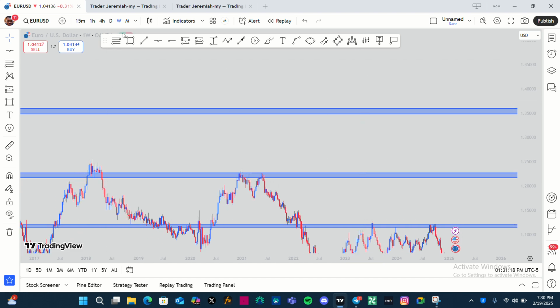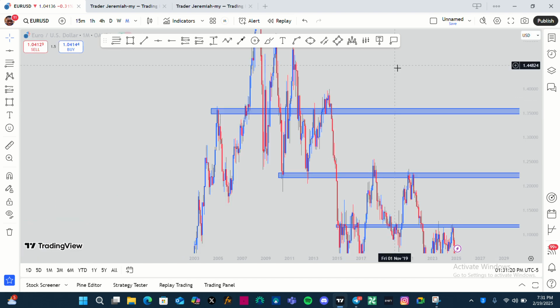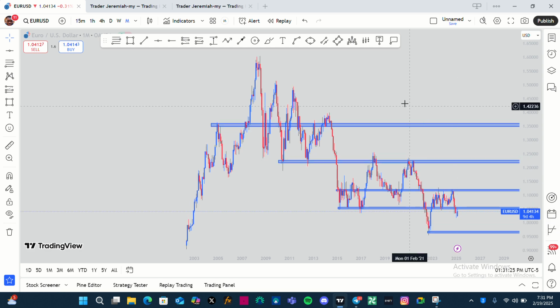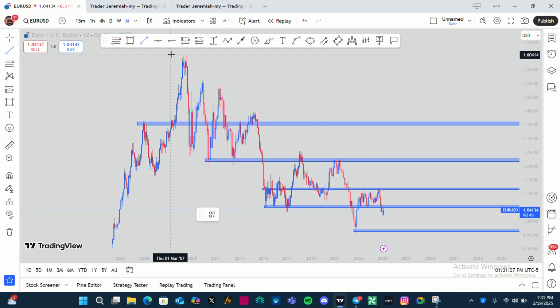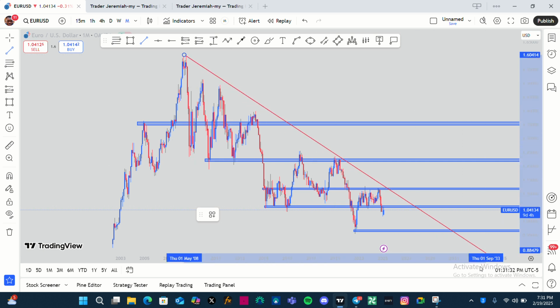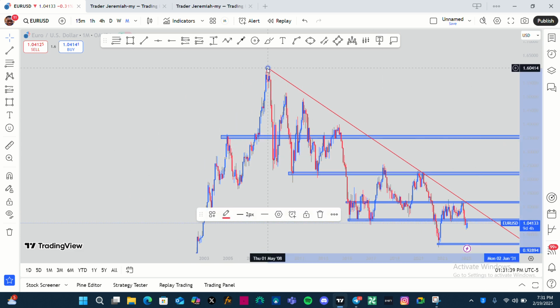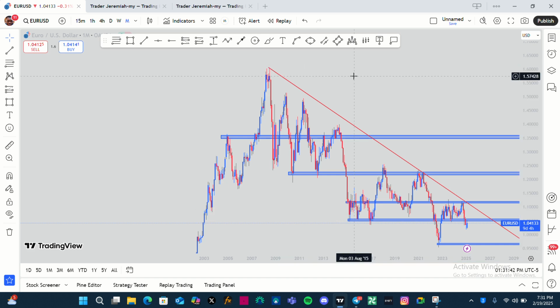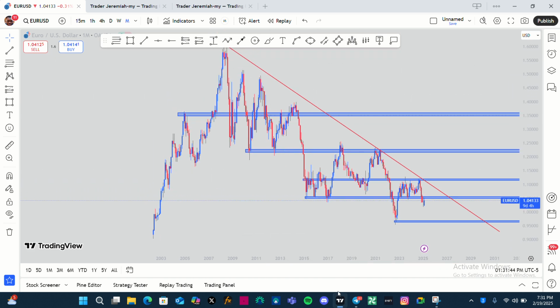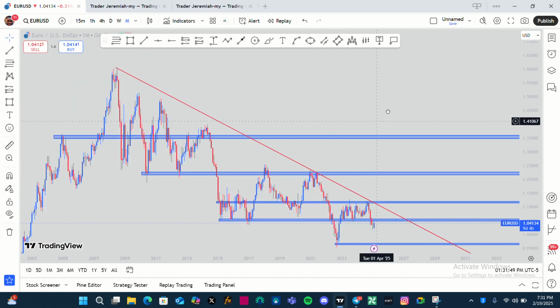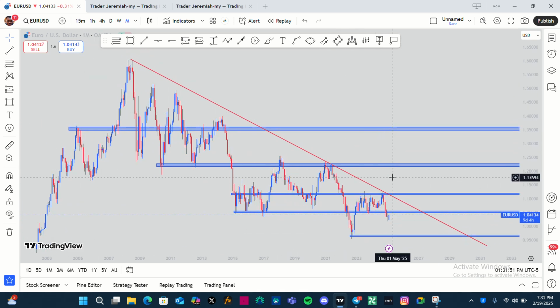Start with this. On the monthly time frame is where you will start the trend line drawing. From the top like this, you find a way to see if price was touching the trend line, and for a trend line to be valid, it needs to have a minimum of two touches.